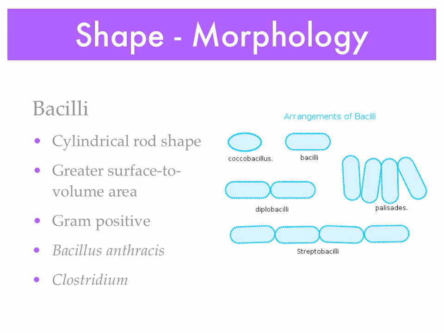A second shape is bacilli. These are more cylindrical, rod-shaped bacteria, and they actually have a larger surface to volume area than the cocci, so they have more volume given the same amount of surface area. These guys are gram-positive. We'll talk more about that. Two examples that are actually kind of harmful to humans are Bacillus anthracis, which is associated with anthrax, as well as Clostridium, which causes botulism.